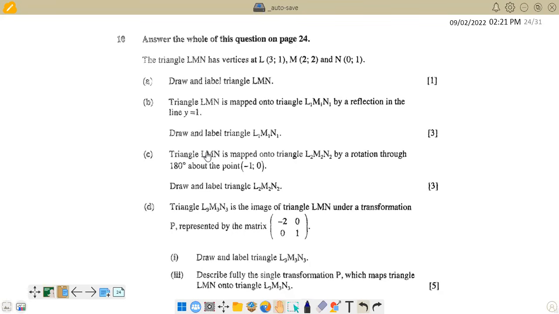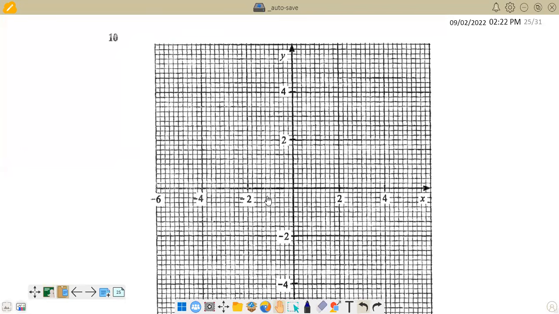So we are given triangle LMN. LMN has vertices at L(3, 1), M(2, 2), and N(0, 1). So what we need is to mark the points that we're given. We've got L, which is (3, 1), because we want to draw this triangle. So 3, 1 is actually in between.